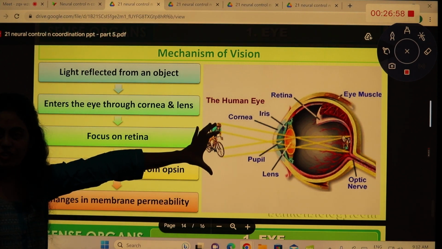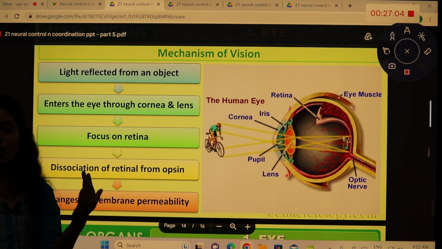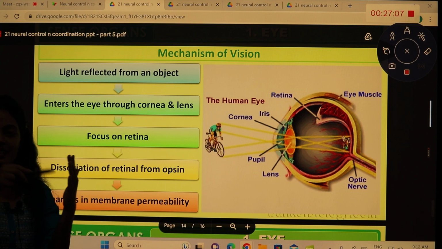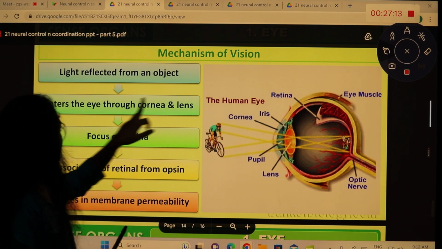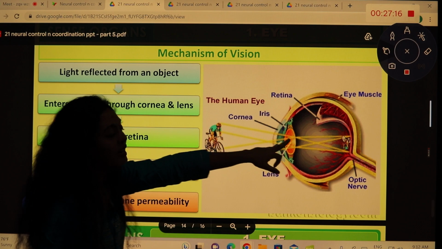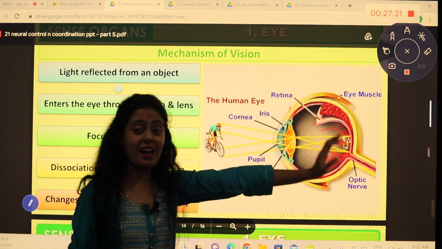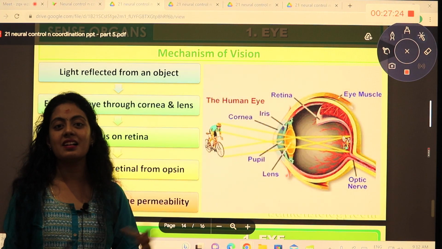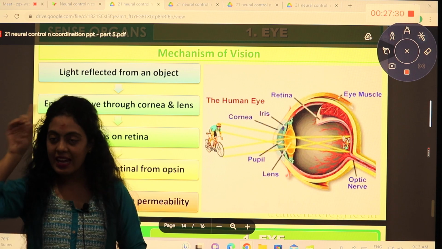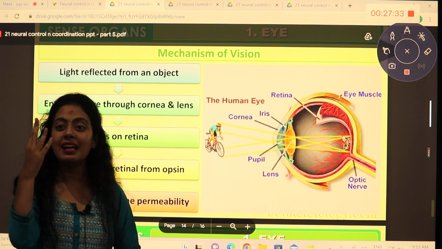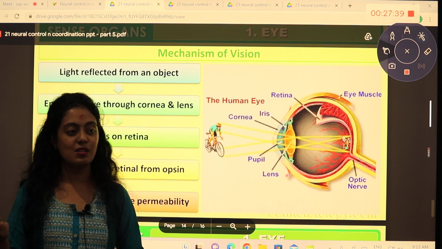You have an object. First of all, the light has to fall on the object, and the light will be reflected back. I think all of you know what reflection is. When light hits a surface, it bounces back. That is called reflection. Now that reflected light will enter the eyes through the cornea and your lens, then it will focus on the retina. This retina will convert those light signals into chemical signals and transmit them to the brain. The brain will process it and again send an impulse. By that time you will see the image, and all this happens within a fraction of a second. See how beautiful your sense organs are.